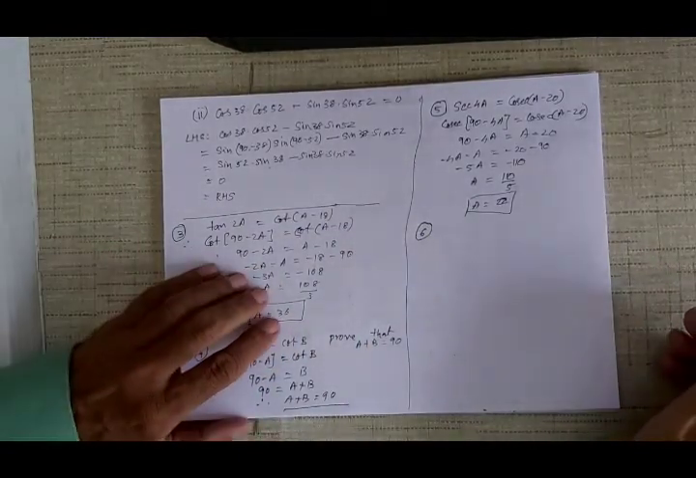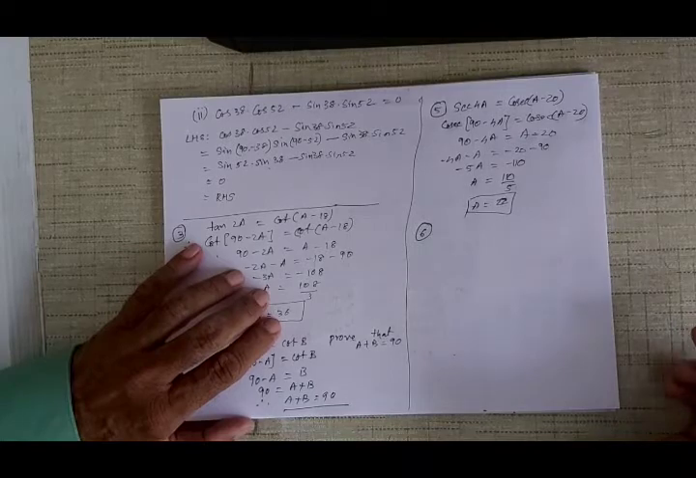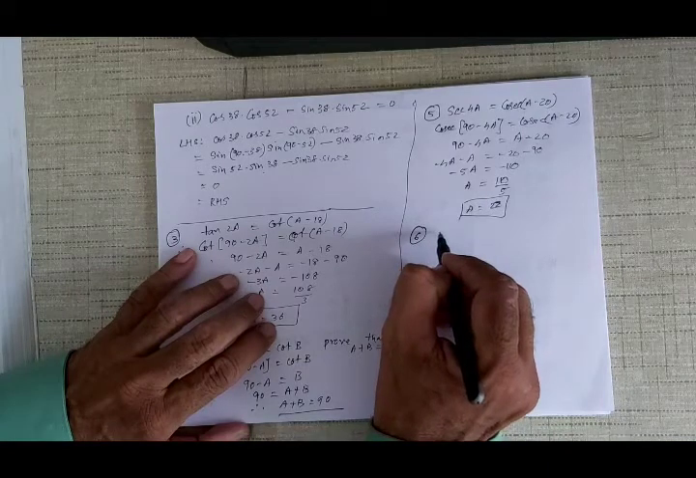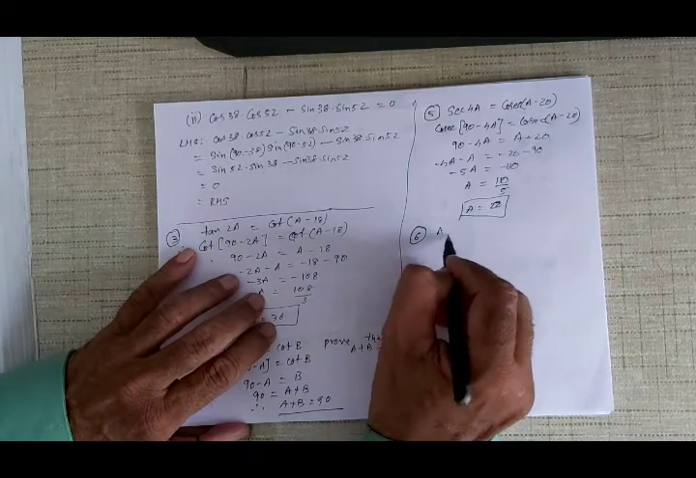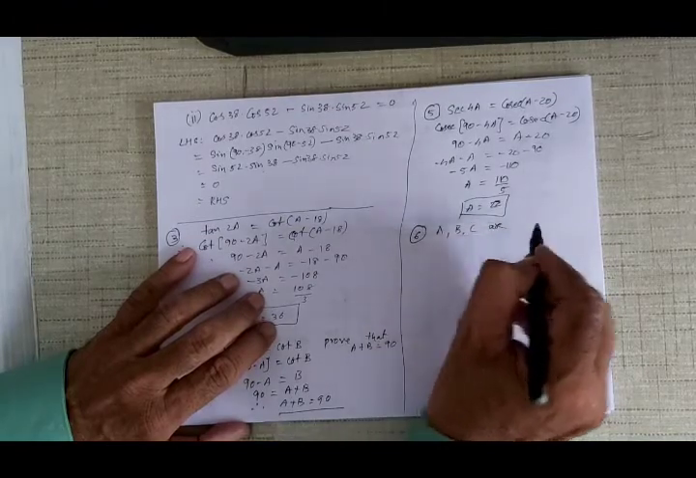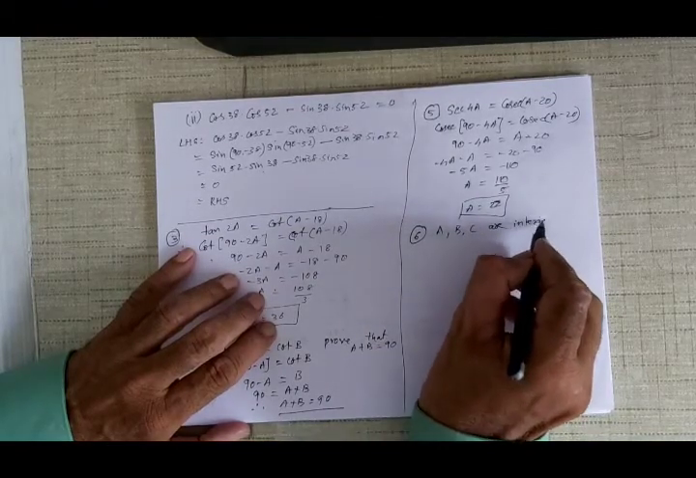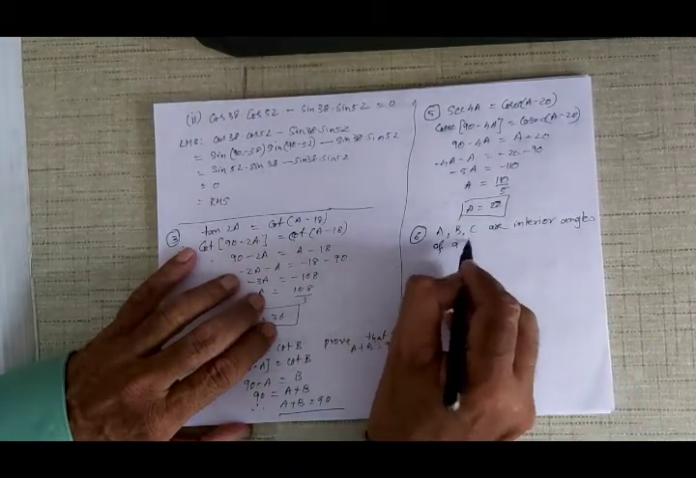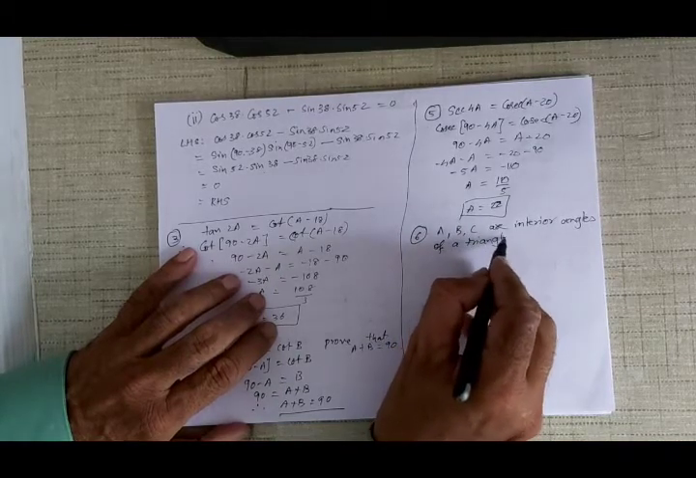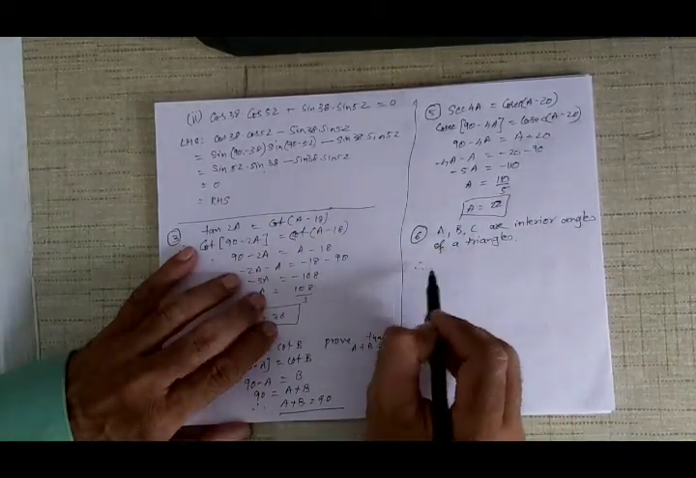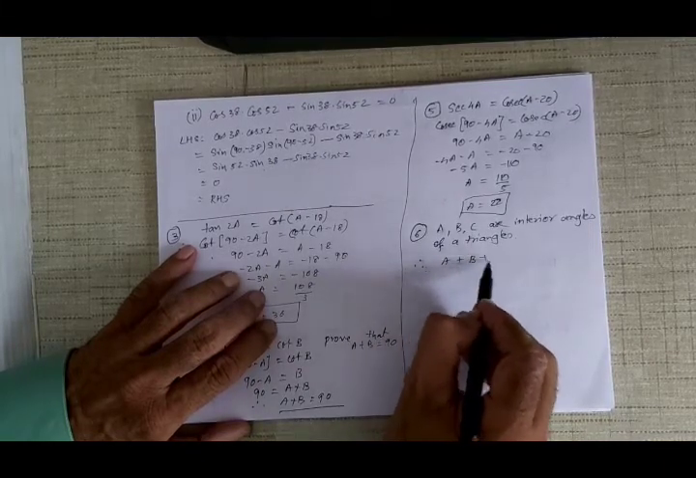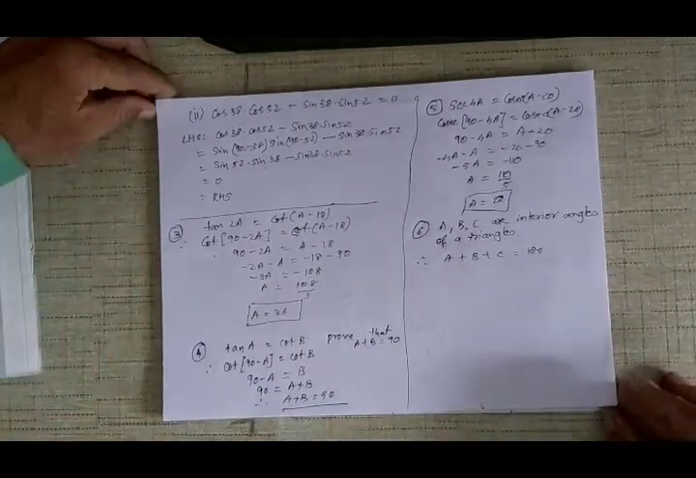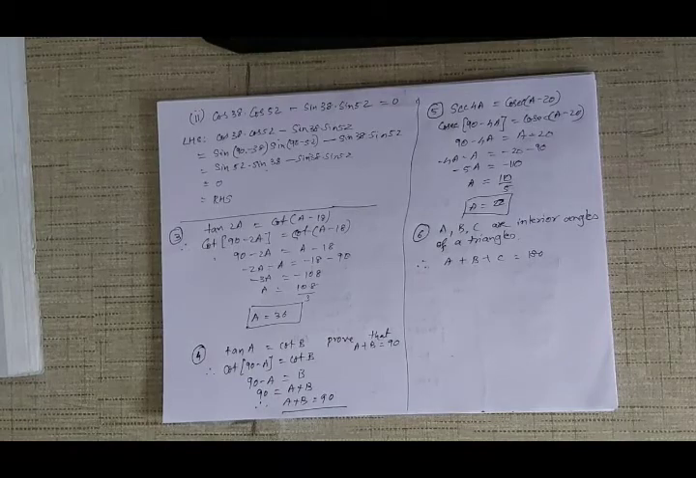Question number 6 says, if A, B, C are interior angles of a triangle, so that sine of (B plus C)... All right, see, A, B and C are interior angles of a triangle. Now we know that the sum of the three angles of a triangle is 180 degrees. Therefore, you can say that angle A plus angle B plus angle C is equal to 180. Remember, the sum of the three angles of a triangle is always equal to 180.